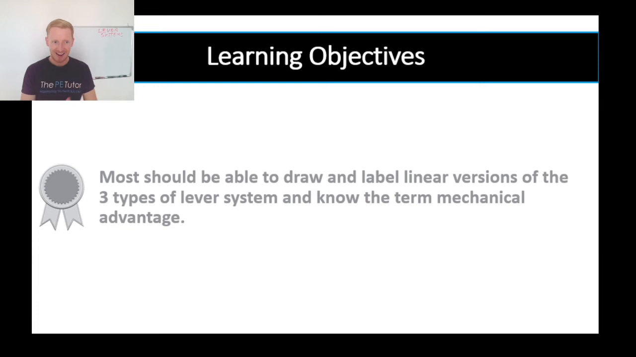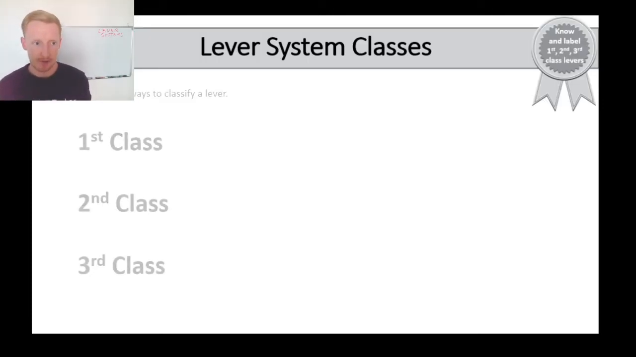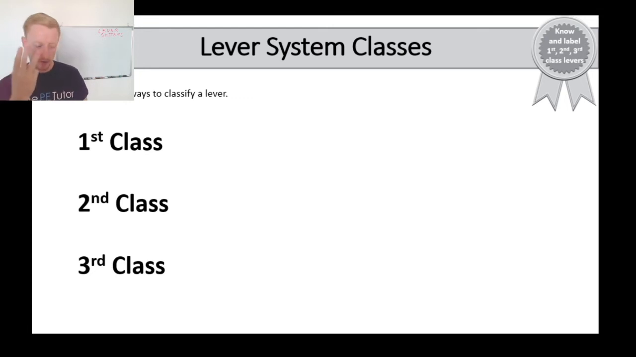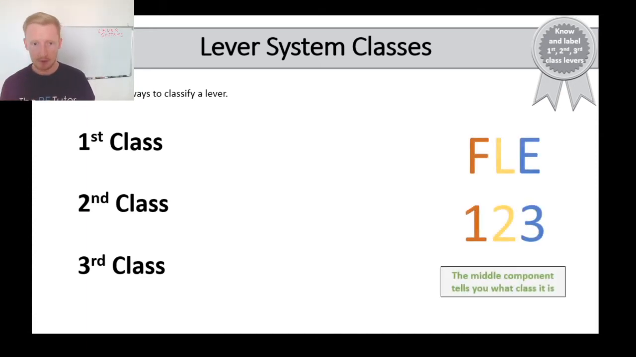So, labeling a linear version of a lever system. Well, I've already said, we have three systems. We have a first-class system, a second-class lever system, and a third-class lever system. Easiest way to remember which one is which, either when you're looking at it or you have to draw it, is FLE 1, 2, 3. I'm even going to put that behind me just so it's always there.